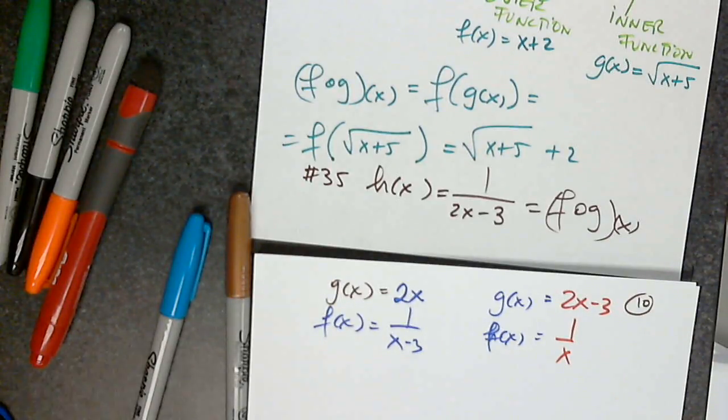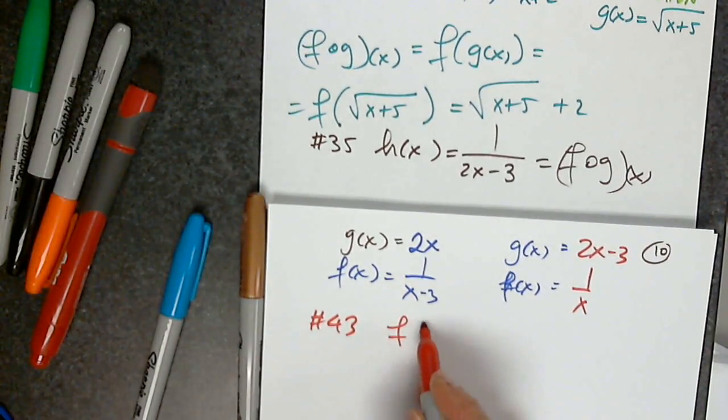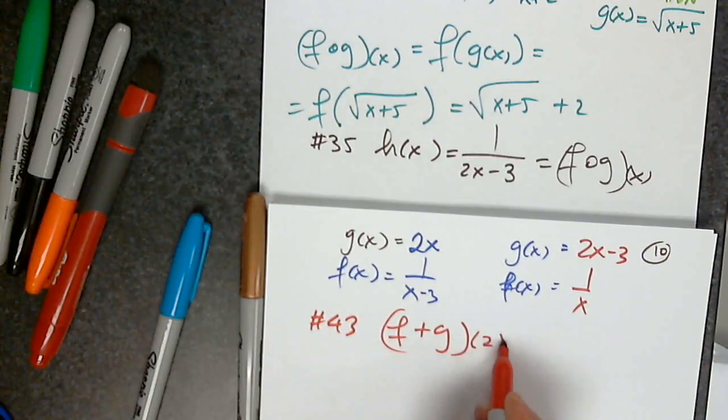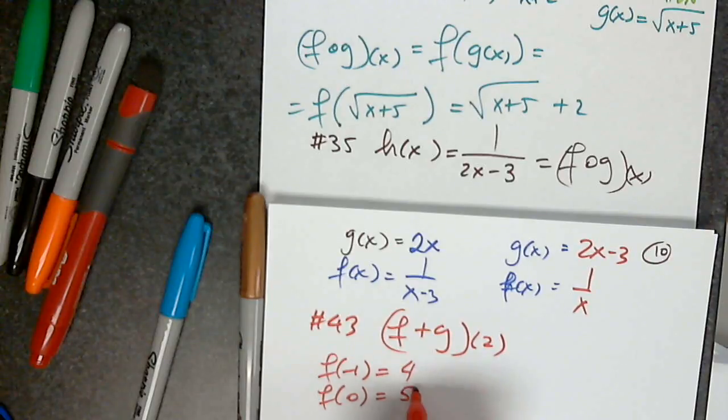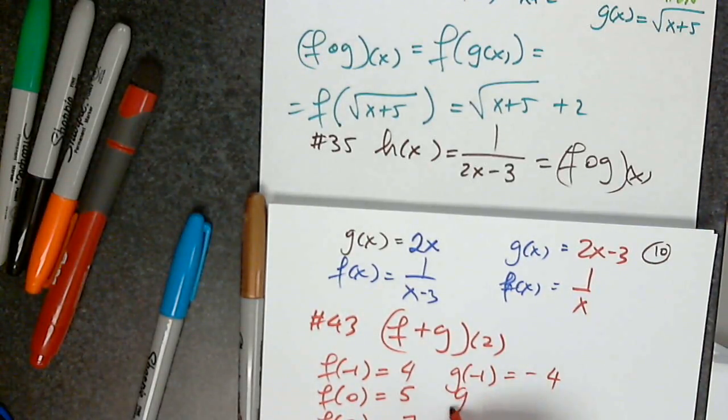I like a problem like 43, and then we can move on. f plus g of 2. And we are given f of negative 1 is 4. Not everything is useful here, but I'm copying all of them. f of 2 is 7. f of 7 is 1. g of negative 1 is negative 4. g of 0 is negative 3. g of 2 is negative 1. And g of 7 equals 4.